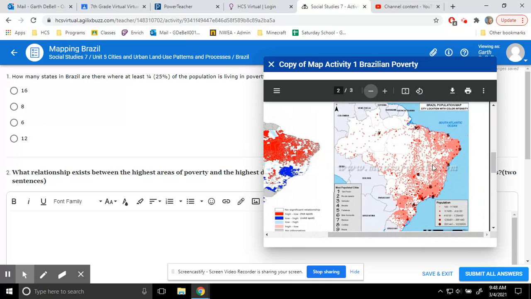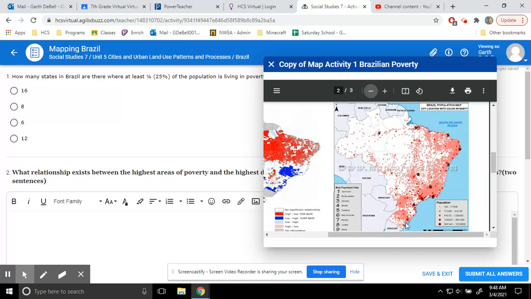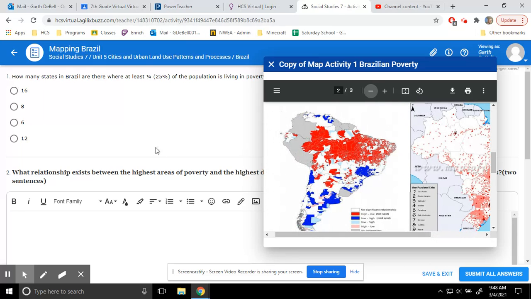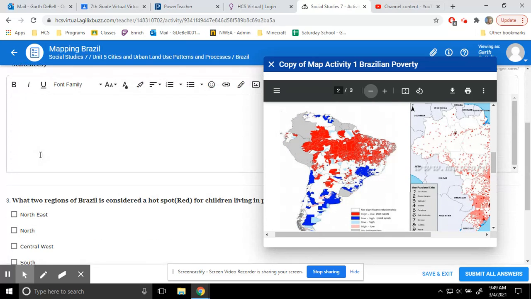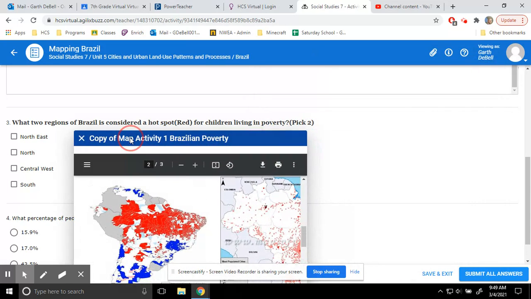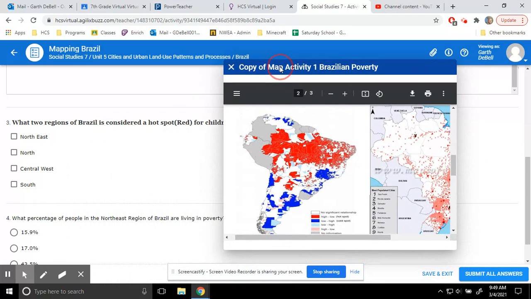So just analyze that and then tell me what you think. Is it where there's a lot of poverty, there's a lot of people? Is it a mix? Is it the opposite? Where there's a lot of people, there's not as much poverty? Things of that nature. What two regions of Brazil should be considered a hot spot for children living in poverty? Pick two.